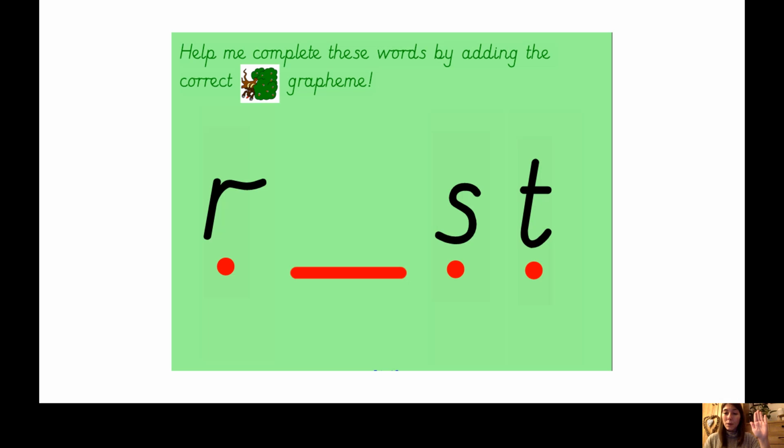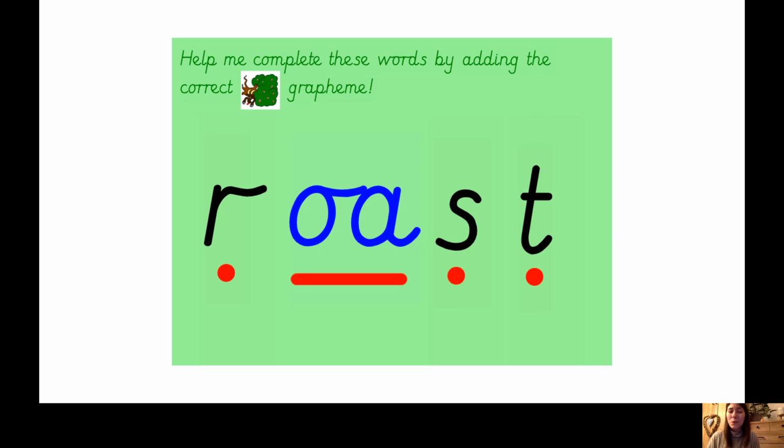Can you sound talk this word with me? R-O-S-T. Roast. Have a little think. Who might this be? And why do you think it might be Grandpa? Oh, because he's got his sore knees and he needs help to stand up? Let's have a look and see if you're right. Fantastic. What fantastic explaining this morning.